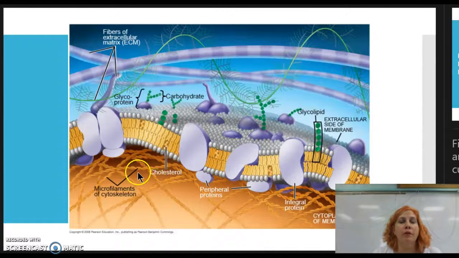There are microfilaments of the cytoskeleton that attach to the peripheral proteins. So these are part of the cytoskeleton of the cell. This is all on the cellular side. And then on the extracellular side, we see fibers of the extracellular matrix. And many of those fibers connect to glycolipids and glycoproteins. If it's a glycolipid, it's attaching directly into the phospholipid bilayer. If it's a glycoprotein, it's attaching a carbohydrate chain to a protein. So glyco means carbohydrate, and the green here are all carbohydrates, and they, in some cases, are attaching to the extracellular matrix.